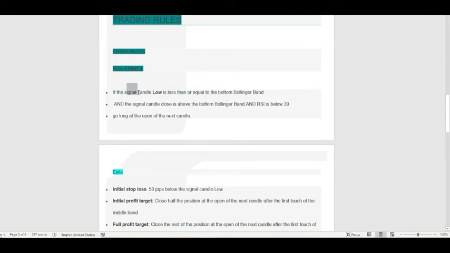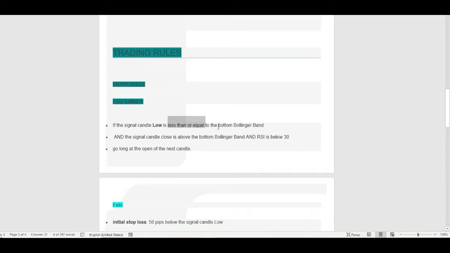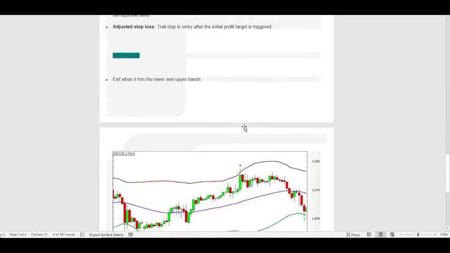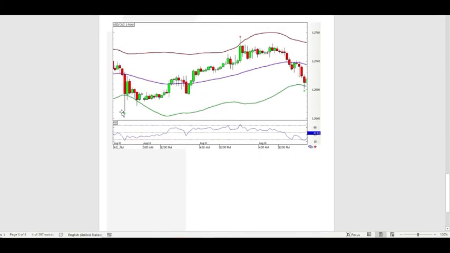If the signal candlestick low is less than or equal, which is very important, less than or equal to the bottom Bollinger Band, you are going long. If the signal low is less than or equal to the bottom Bollinger Band. Let's take an example. You see this is our low. So we are saying the low is equal or less than the band. It's equal or less.